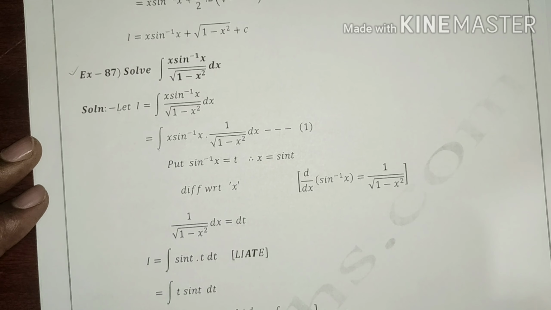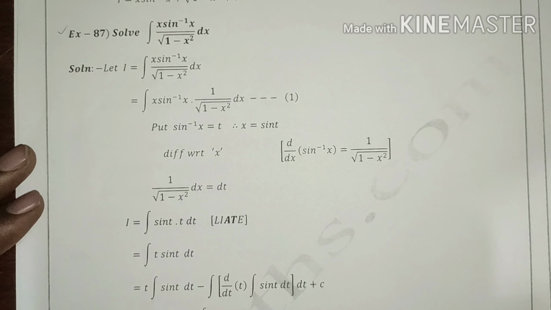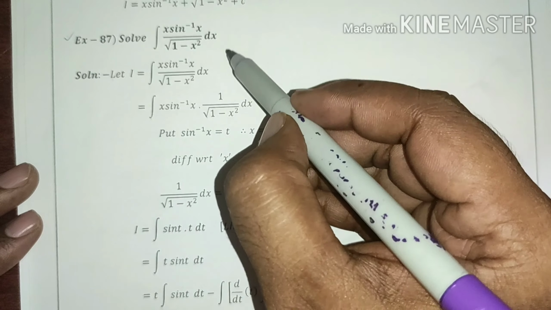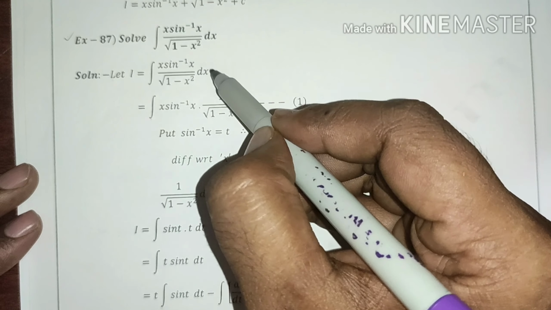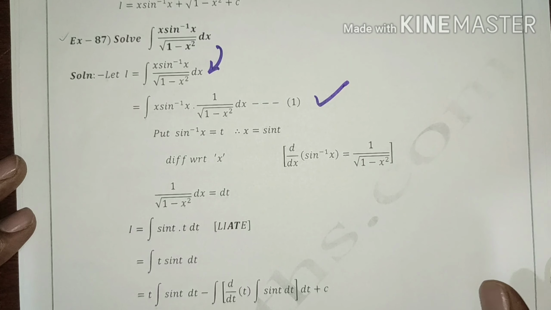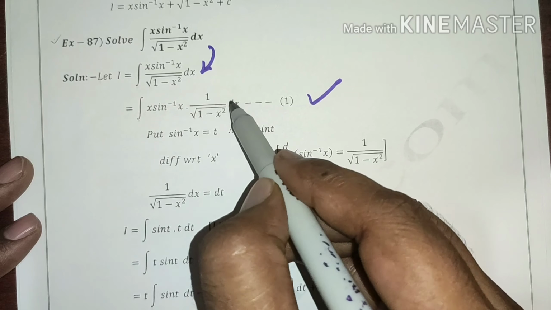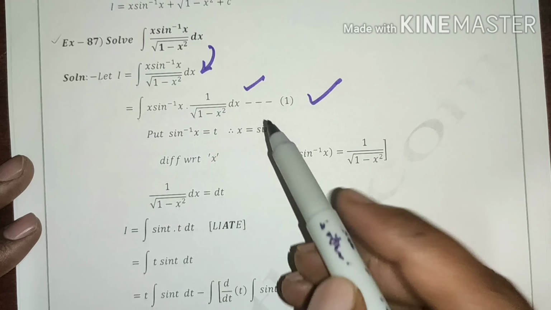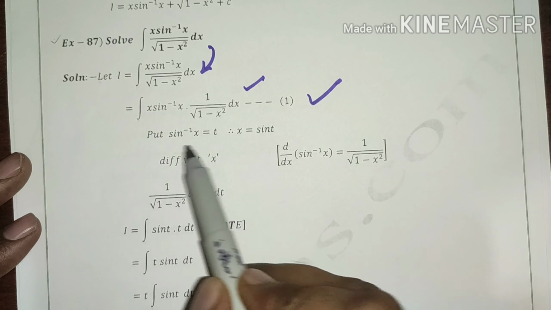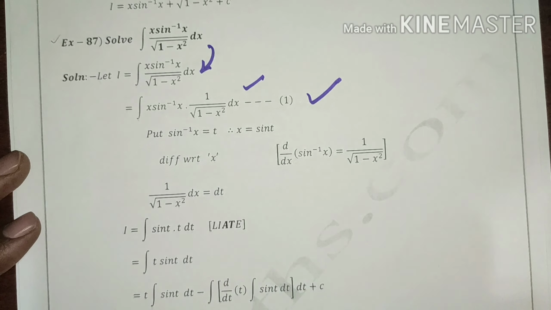See example number 87. So 87 is partially different from the previous example. Integration of x sin inverse x divided by root 1 minus x square, sorry, we write it in the solution, and we rearrange it like that, because we separate root 1 minus x square with dx. We put sin inverse x equal to t, therefore x equals how much, sin t. When sin inverse is taken to the right side, it becomes x equal to sin t.